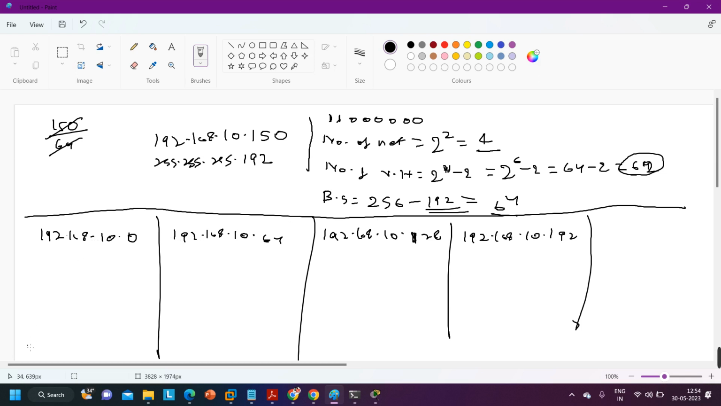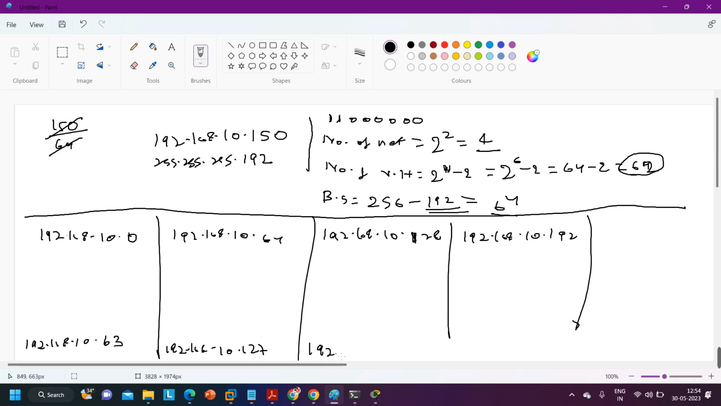Okay, this network will end on which IP address? 192.168.10. See, if the next network is starting from 64, that means this network is ending on 63. Yes or no? Yes. Okay, this network, what will be the last IP address? So the next network is starting from 128. That means this network will end on 192.168.10.127. Yes or no? Yes.